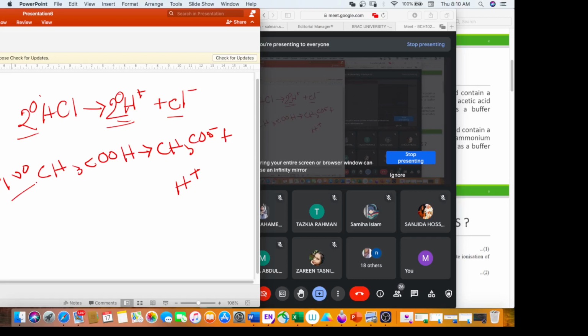Okay, but its corresponding salt, that is sodium acetate, is stronger. So stronger means it will dissociate 100%. So here it will get this ion and this plus ion. Clear?